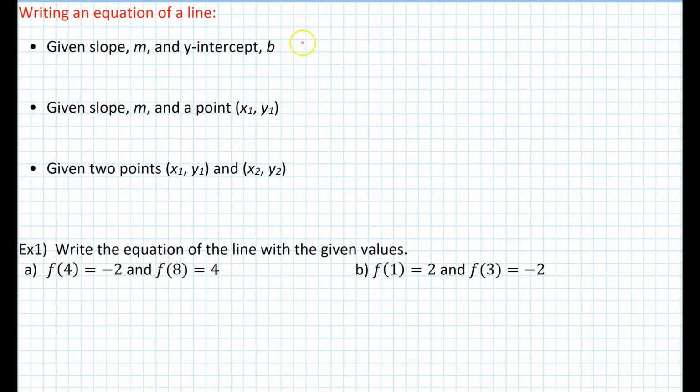Y equals mx plus b. Okay, what is the name of that form? This one is slope-intercept form.